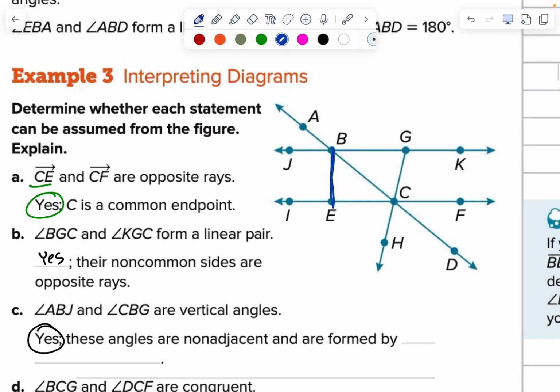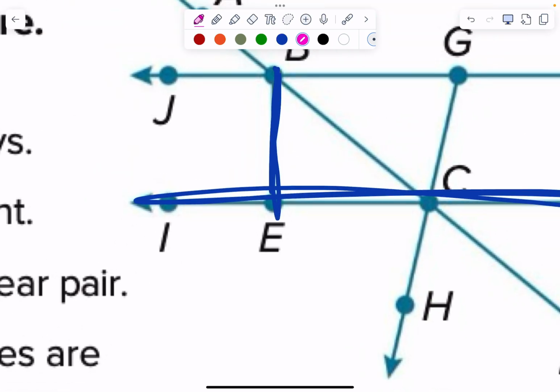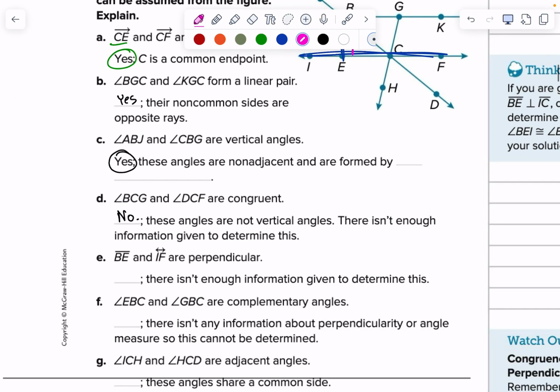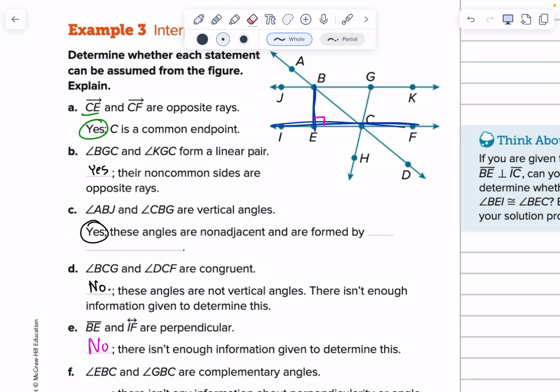BE is this guy, IF is this guy. They look it, but unless they do this to you, we don't know that for sure, right? They look like they're perpendicular. They look like they're making a right angle, but we don't know that for sure. So no. EBC, let me erase.